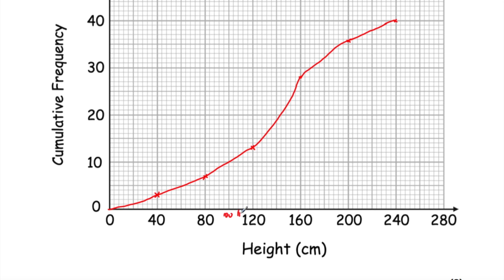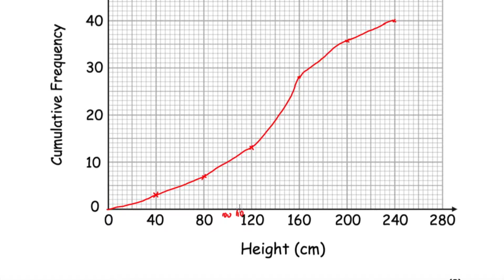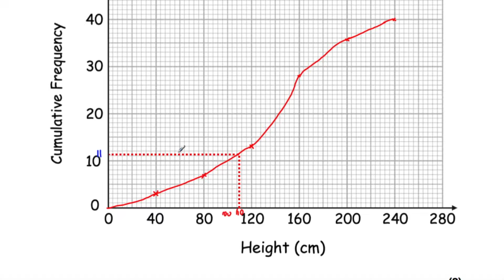And 110 would be halfway between 100 and 120, so that's 110 there. So let's get our ruler and pencil and draw a line up from 110 and across. And I've got that equal to 11. So that could be, depending on your curve, you may have got 10, 11, 12, but I've got 11 here, as long as you've gone from 110 up and across. So we've got an estimate for the number of sunflowers with a height less than 110 centimetres to be 11.